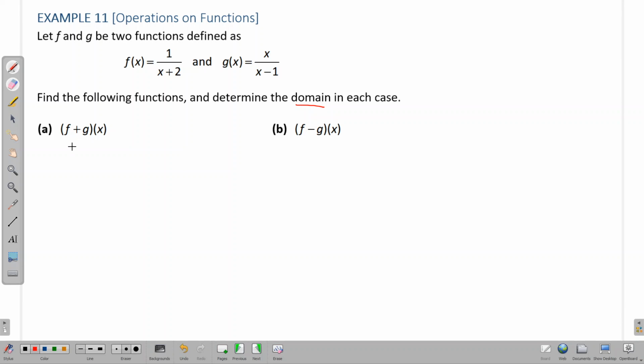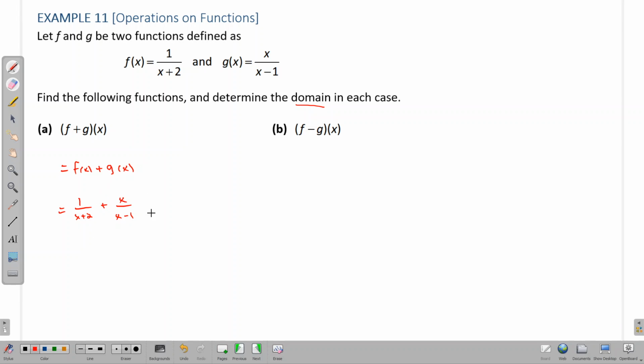Okay, so according to this, it is just f of x plus g of x, which is equal to 1 over x plus 2, plus x over x minus 1. Now, technically, we've answered the problem. It said find the function, we found it.